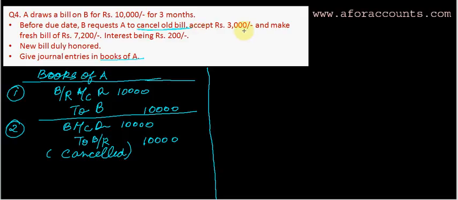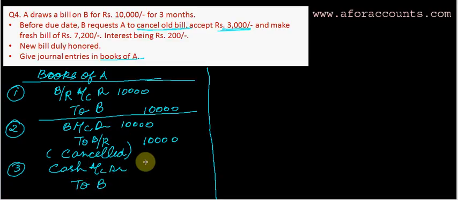Accept rupees 3,000 means accept cash rupees 3,000. So do the entry for accepting cash. Simple entry for accepting cash: cash account debit. Cash is coming in. To B. Cash came from B, so to B 3,000. You accept 3,000 now. We will see what has to be done for the remaining 7,000.